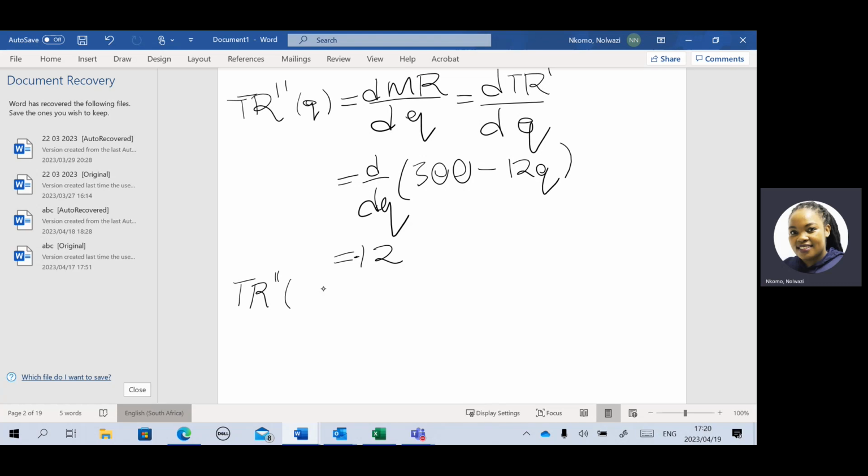Our turning point is 25. If we substitute 25 into minus 12, this is just a constant. That means we'll obtain minus 12 again. Okay, the second derivative is less than 0, right? If the second derivative is less than 0, that means we have a maximum point. Okay, we have a maximum point at Q equal to 25.